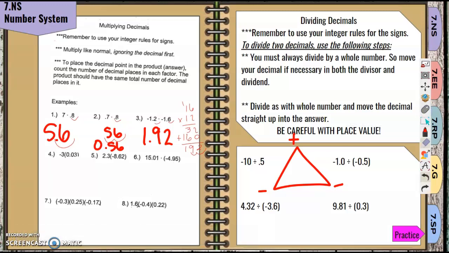All right, number 4, a negative times a positive is a negative, so my answer is going to be negative. 3 times 3 is 9. There are 2 decimal places in the factors, so I'm going to move my decimal place 2 places to the left and fill in empty places with 0. My answer is negative 9 hundredths.